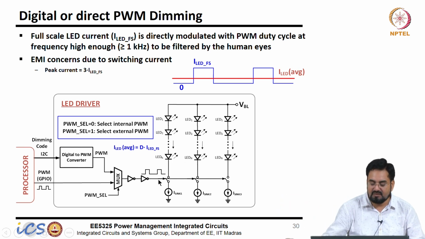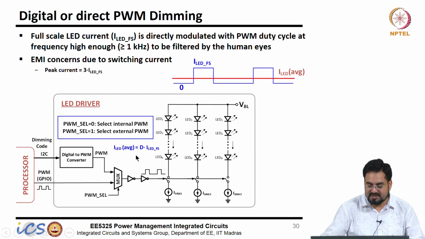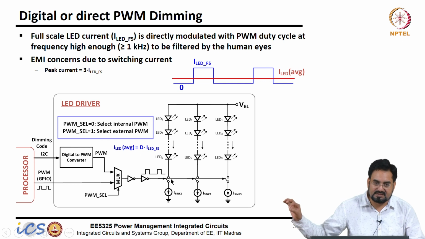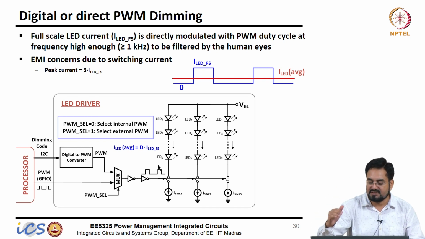So our eyes are now acting as a filter here, just like we had a filter here to convert that duty cycle to a voltage. So now this duty cycle is multiplied by this full scale current, and then our eyes will see a continuous brightness. So when the duty cycle is varied, it will look like a continuous variation in the current to our eyes.